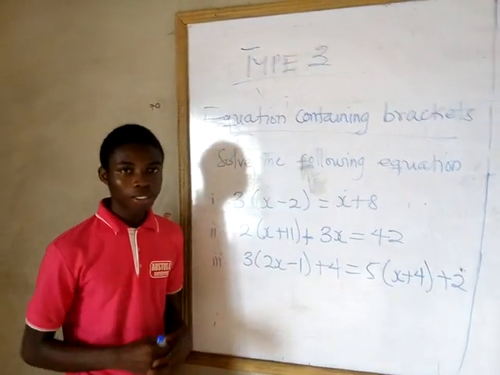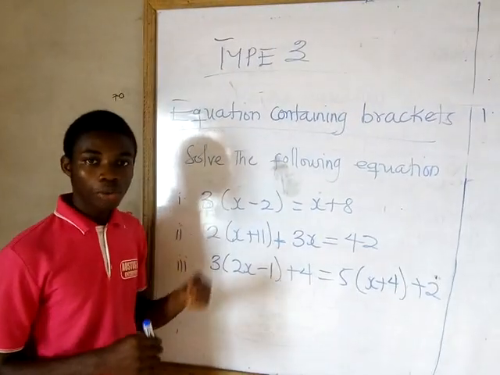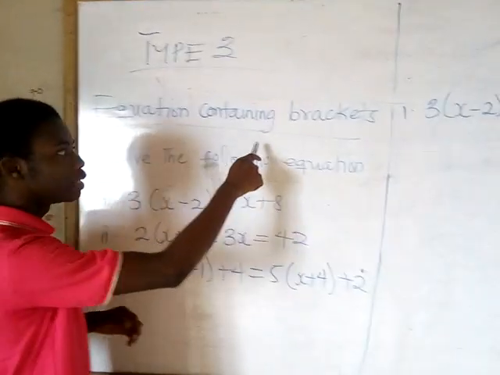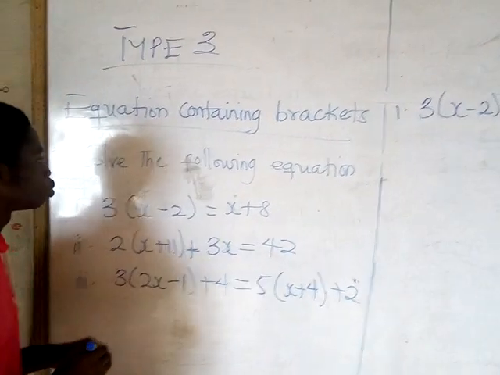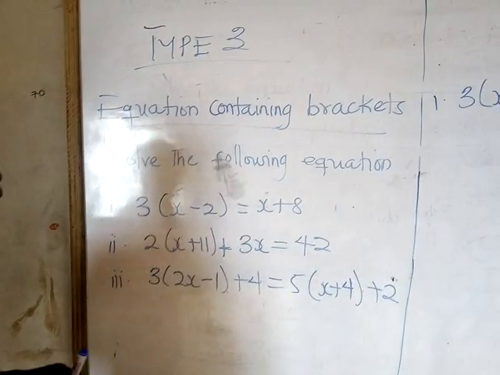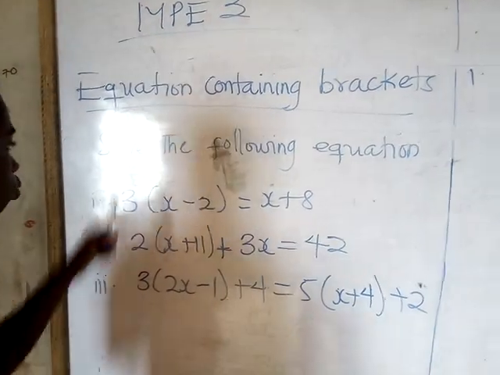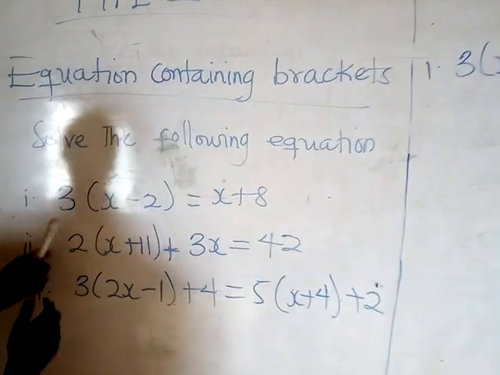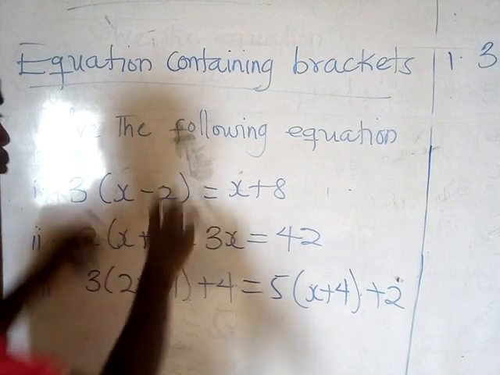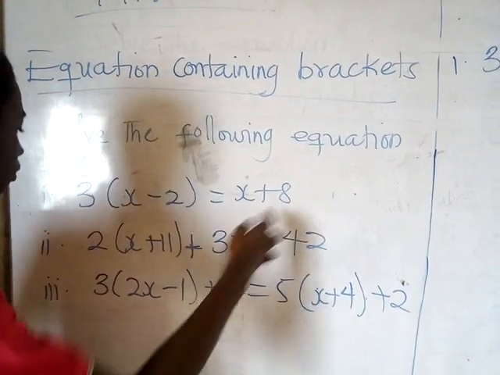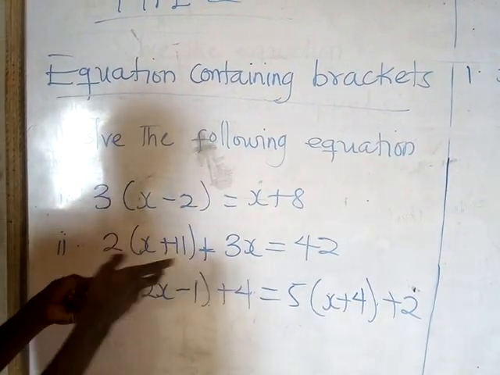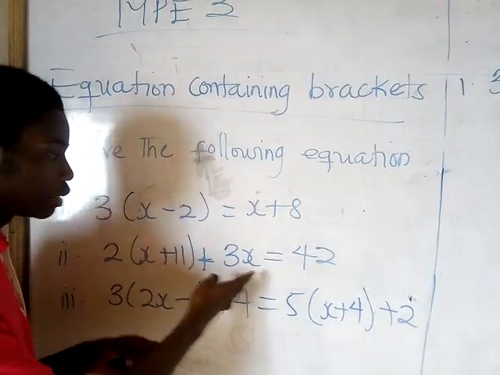Okay, so we are done with type 2. So now we are moving on with type 3. In type 3, it says equation containing brackets. So we are going to tackle questions containing brackets. So we are going to solve examples. The question said solve the following equations. The first example is 3 bracket open x minus 2 bracket close equal to x plus 8. The next one is 2 bracket open x plus 11 bracket close plus 3x equals to what?